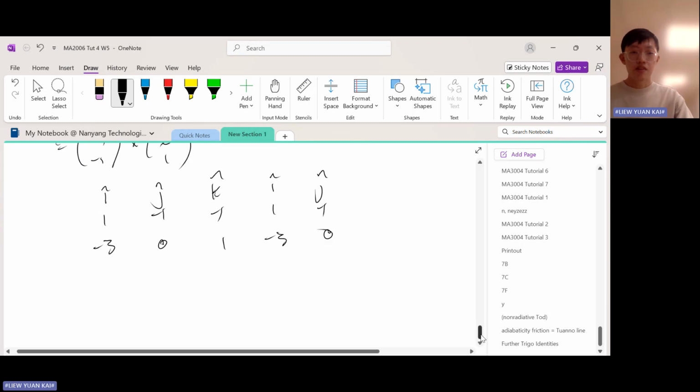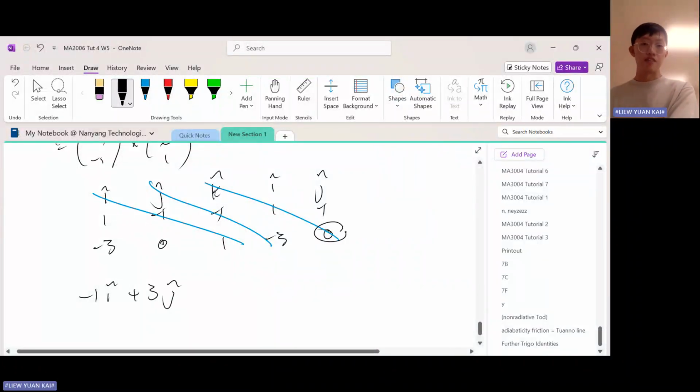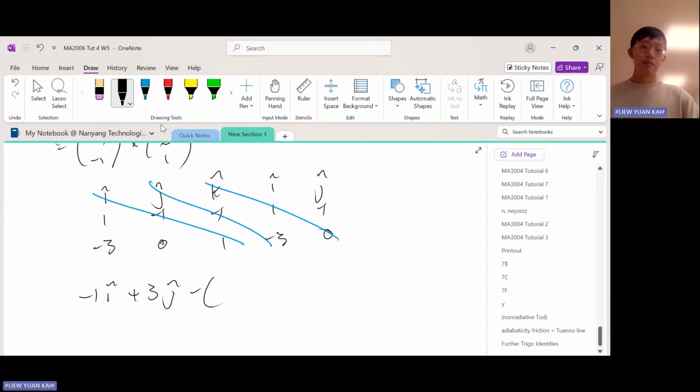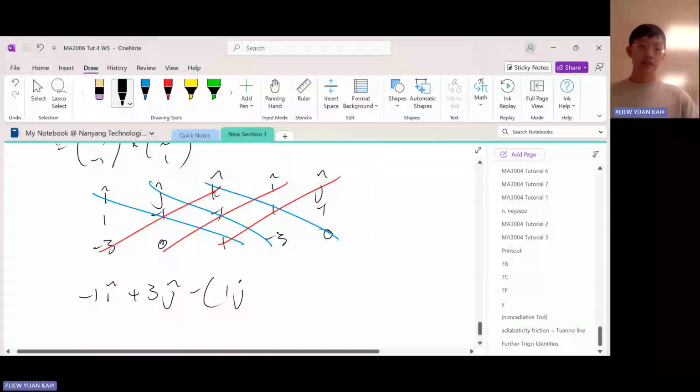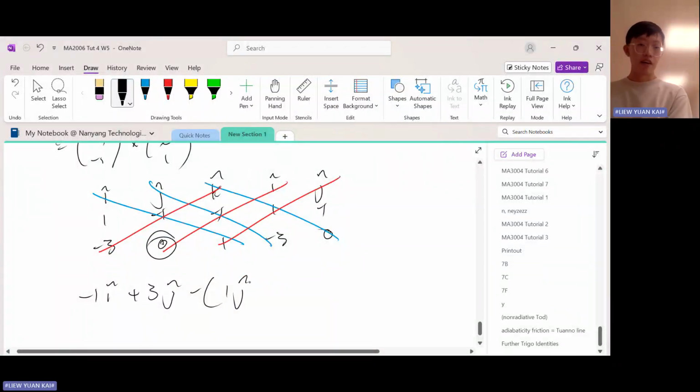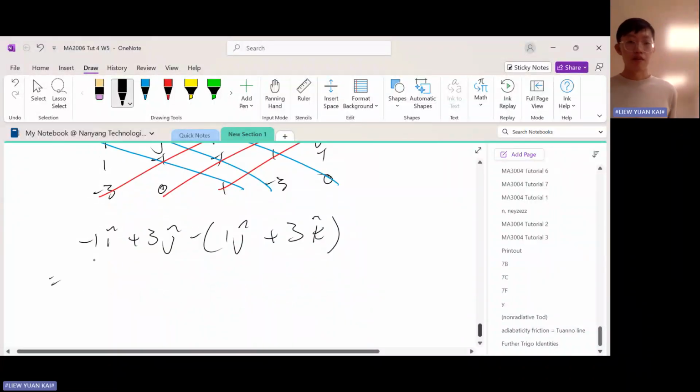And then we do crosses and crosses. Criss, criss, criss. So -1i. Then this is +3j. Thankfully there's 0k, so we don't need to write that. And then minus away the sum of the crosses. So this times this times this. So we have 1j, 1j. Thankfully there's 0i, so we don't need to write that. And then +3k. Okay, then we just simplify by grouping all the like terms together.